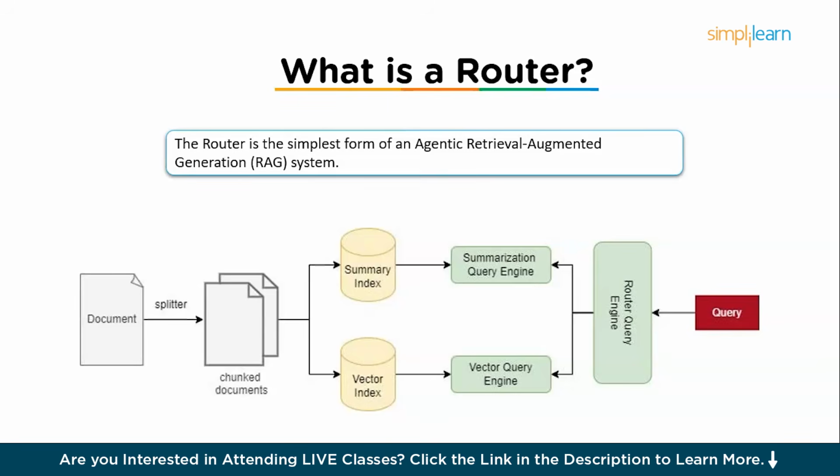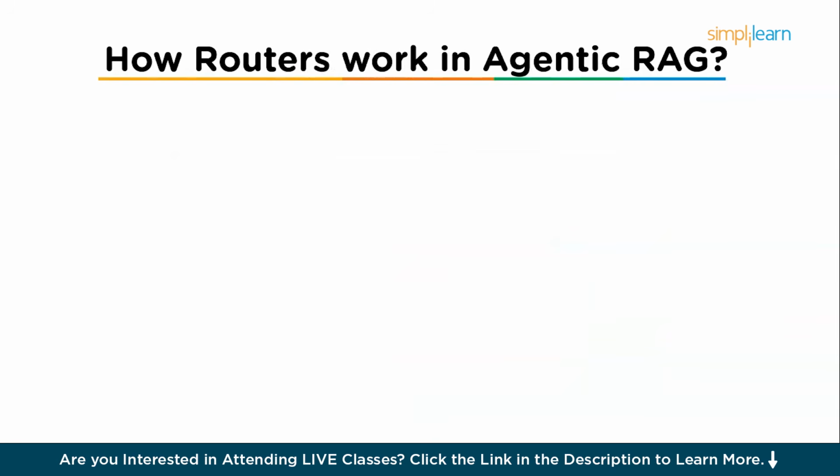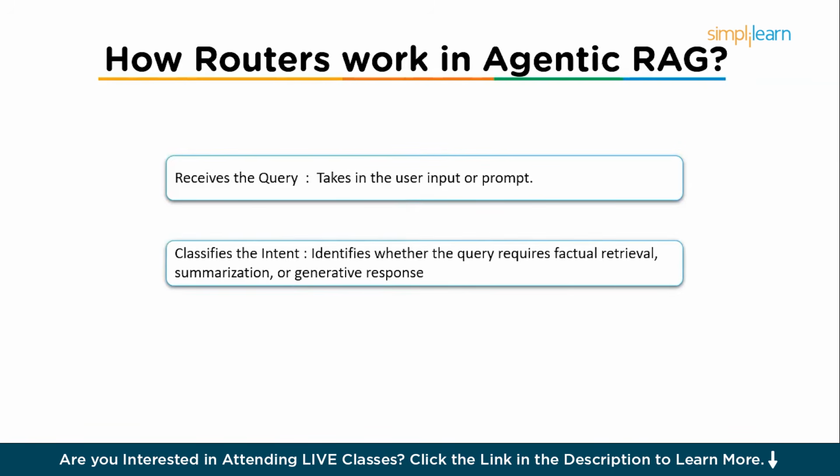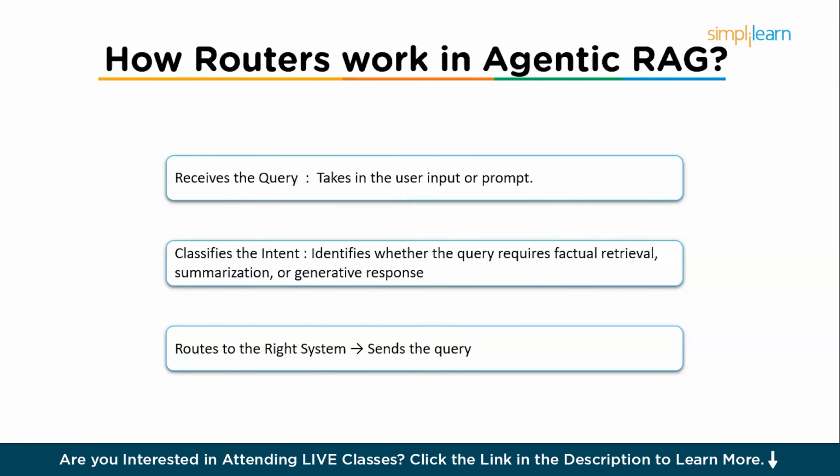Then the question comes, how does a router work in agentic RAG? Initially it receives the query. It takes the user input or the prompt. Secondly, it classifies the intent, that is, it identifies whether the query requires factual retrieval, summarization, or a generative response. Then it routes to the right system, that is, it sends the query to a knowledge-base retriever for factual lookup. It can even send it to a specialized large language model for generation if it is creative or open-ended. It can even send it to a combination of both for hybrid responses.